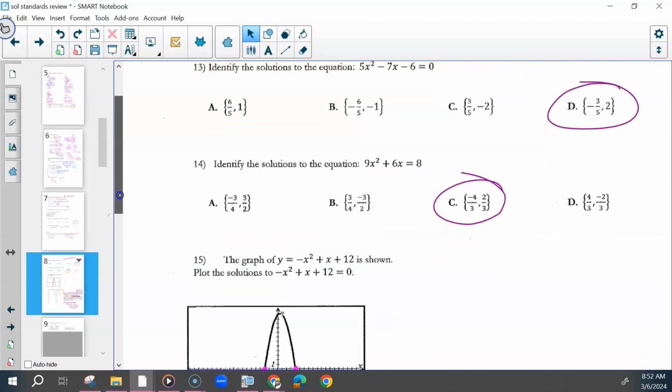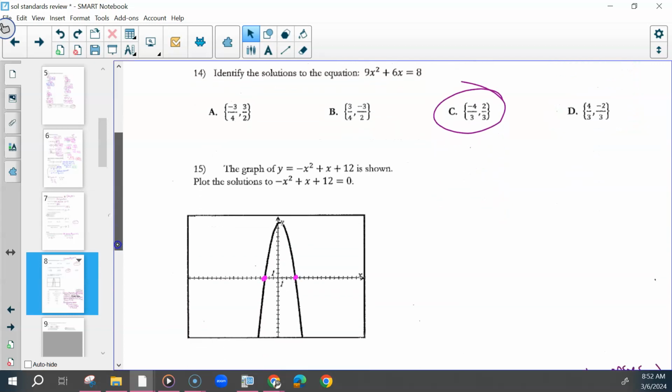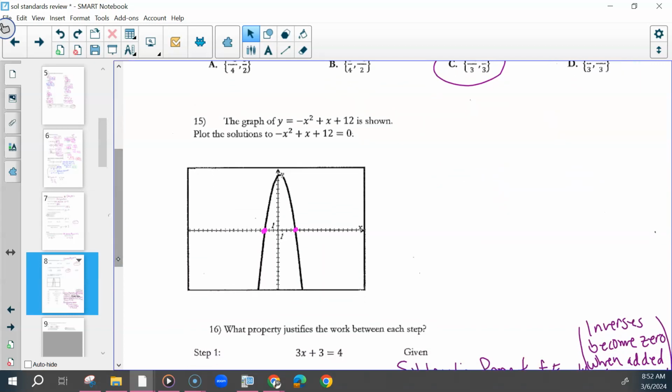Was D, 14 was C. These are again finding the solutions. Put that into Desmos. Look at your x-intercepts. 15 was again find the solution. So those were these 2 points.